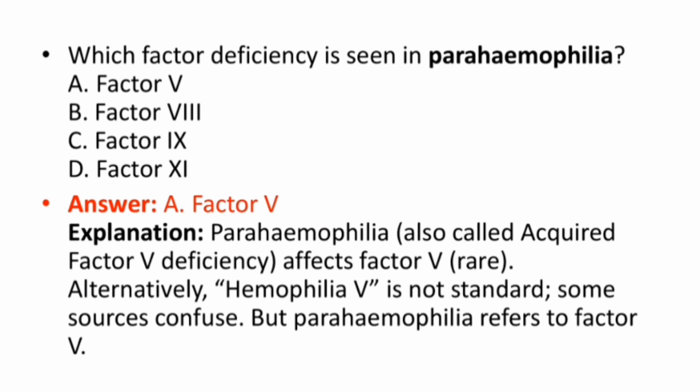Which factor deficiency is seen in parahemophilia? Option A, factor 5; option B, factor 8; option C, factor 9; option D, factor 11. The correct answer is option A, factor 5. Parahemophilia, also called factor 5 deficiency, affects factor 5. Some sources confuse the terms, but parahemophilia refers to factor 5.